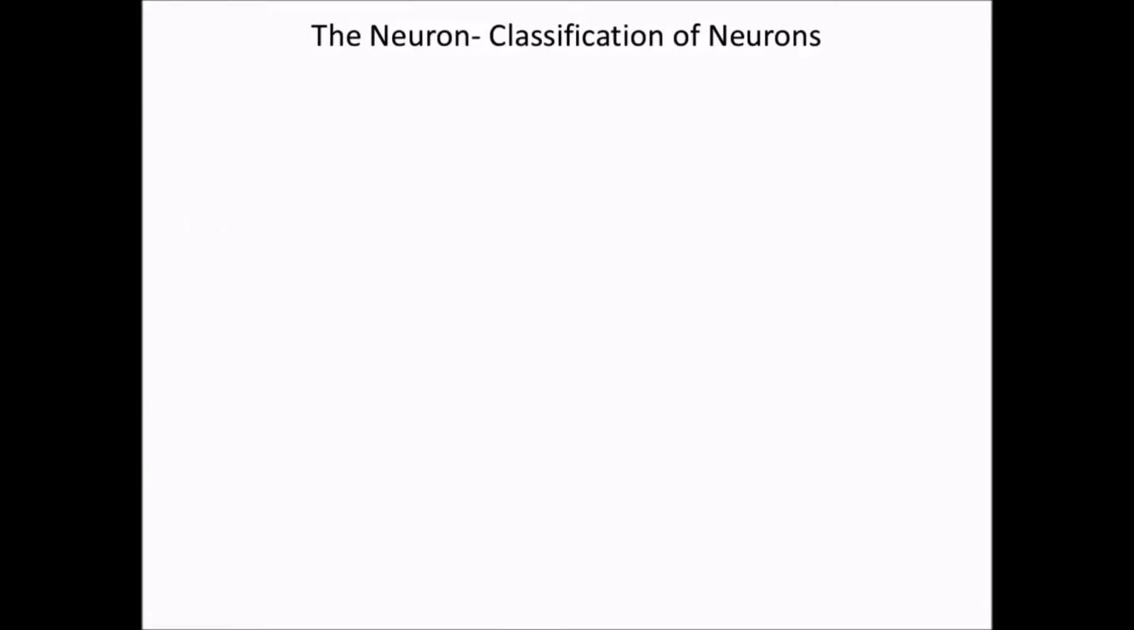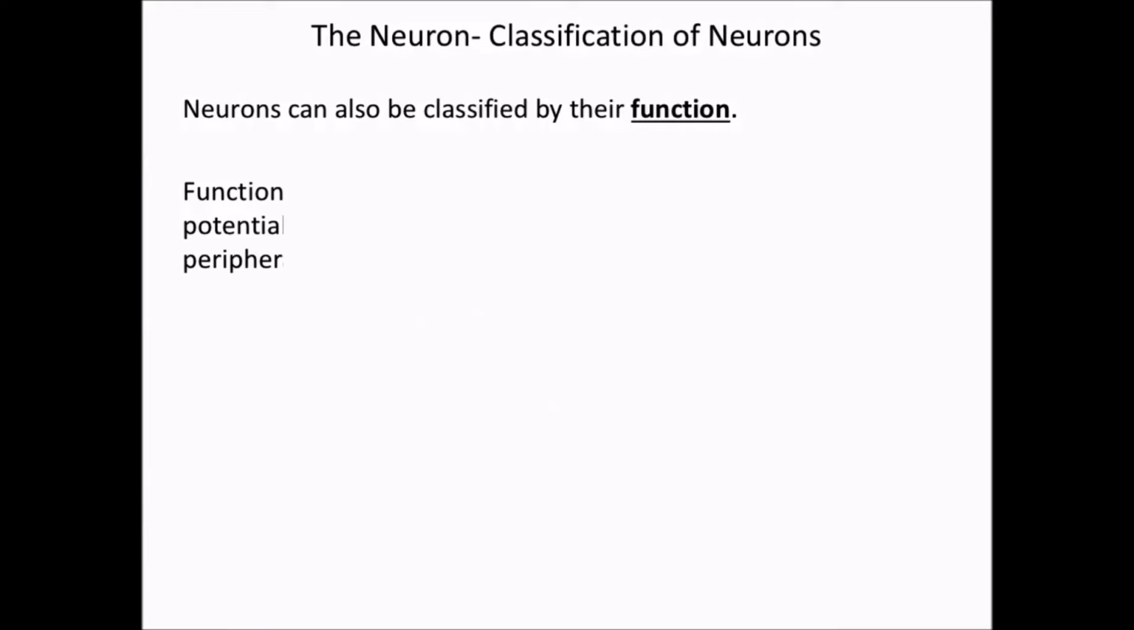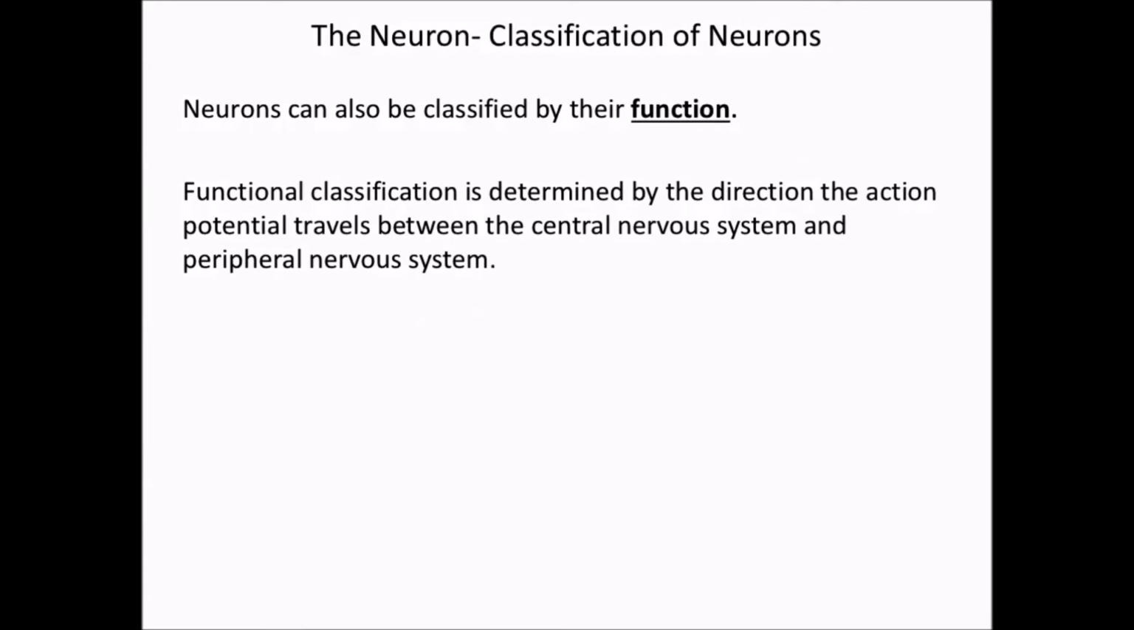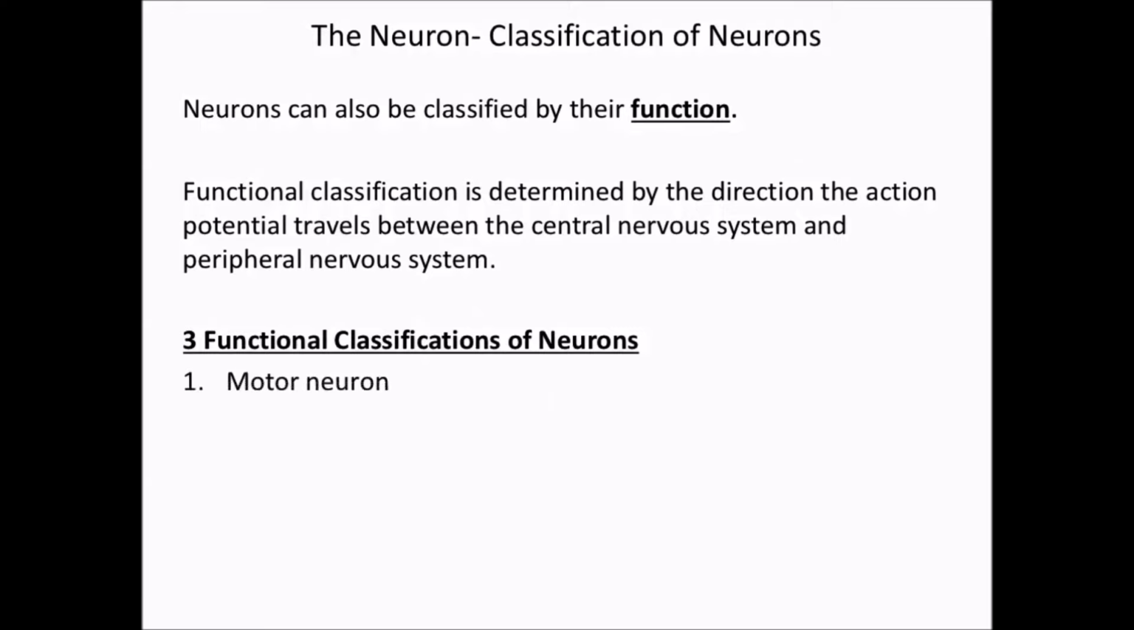One way that neurons can be classified is by their function. Functional classification of neurons is determined by the direction the action potential travels between the central nervous system and the peripheral nervous system. And there are 3 functional classifications of neurons. The first functional classification is the motor neuron. The second classification is a sensory neuron, and the third classification is an interneuron.